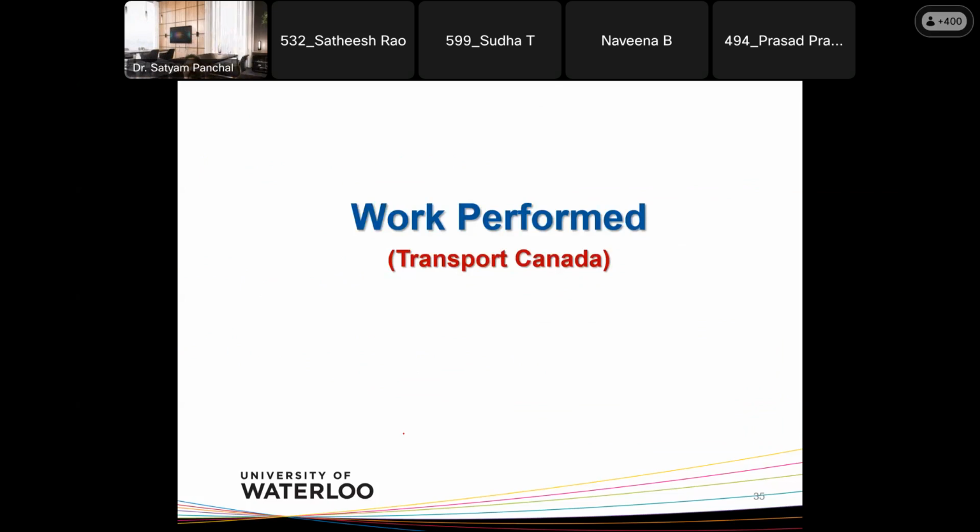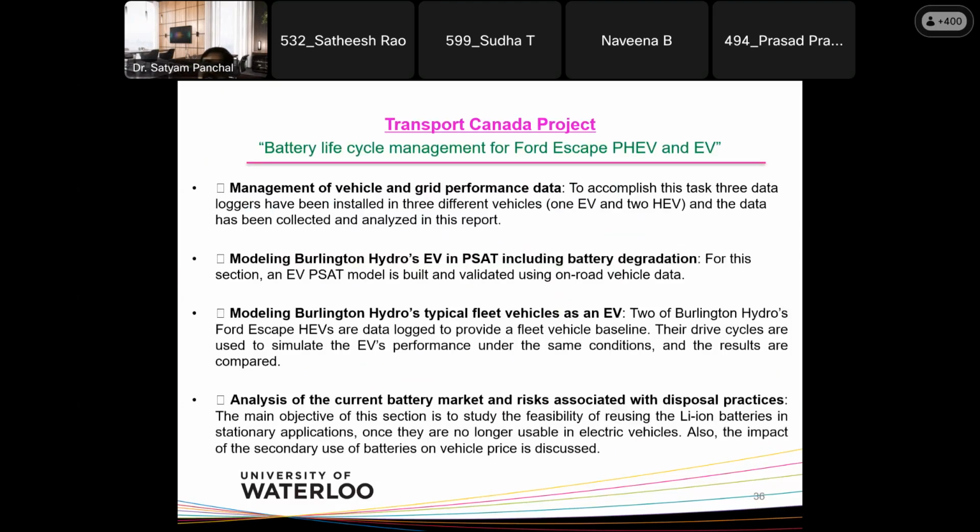Now, a very important topic of this presentation is the Transport Canada project. This project is Battery Lifecycle Management for Ford Escape EV as well as the plug-in hybrid electric vehicle. It has four basic fundamental tasks. When we received this big project from the government, from Transport Canada, the first one is the management of vehicle and grid performance data.